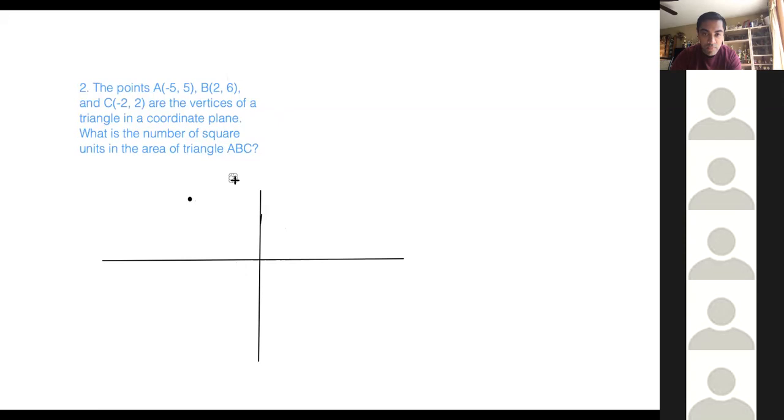So for AC I got the square root of 18, and for CB I got square root of 32. So I just multiplied the square root of 18 times the square root of 32 and got the square root of 576, which is 24 divided by 2 is 12.